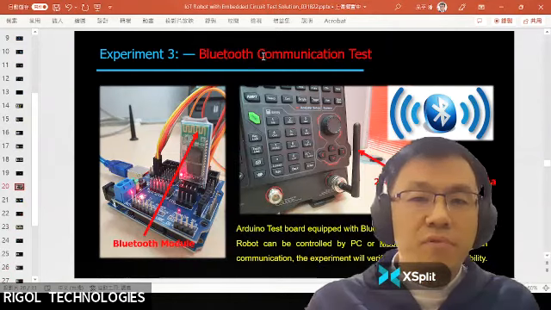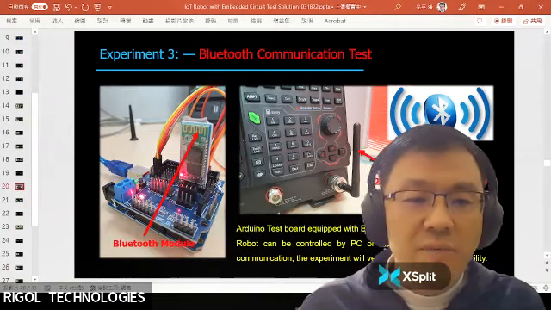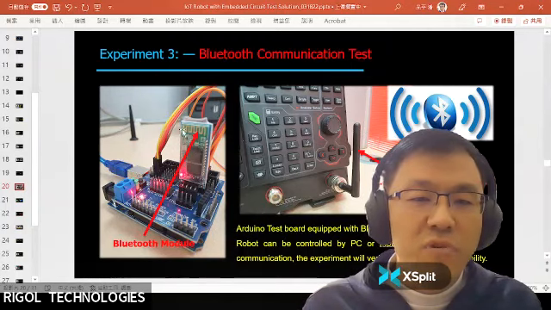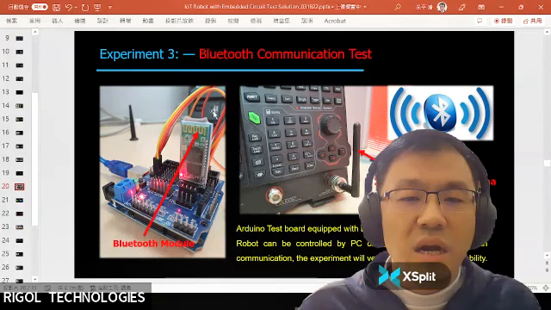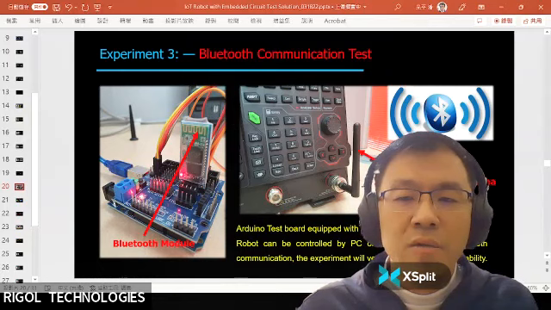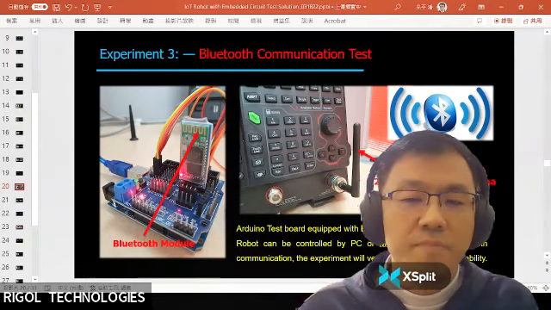So this is the Bluetooth communication test. We have the Bluetooth antenna on the Arduino's main board system, so you can see that. It will transmit the Bluetooth signal across the air, and we can set up an antenna in front of the spectrum analyzer to get the 2.4 gigahertz Bluetooth signals.